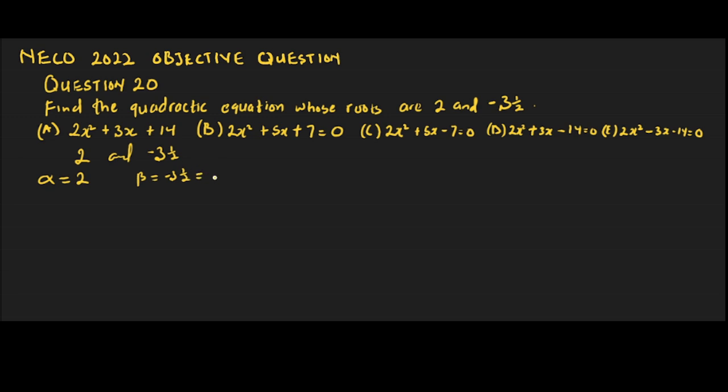We will change minus 3 whole number 1 over 2 to an improper fraction. It's going to give us minus 7 over 2: 2 times 3 is 6, 6 plus 1 is 7, and the negative sign here.